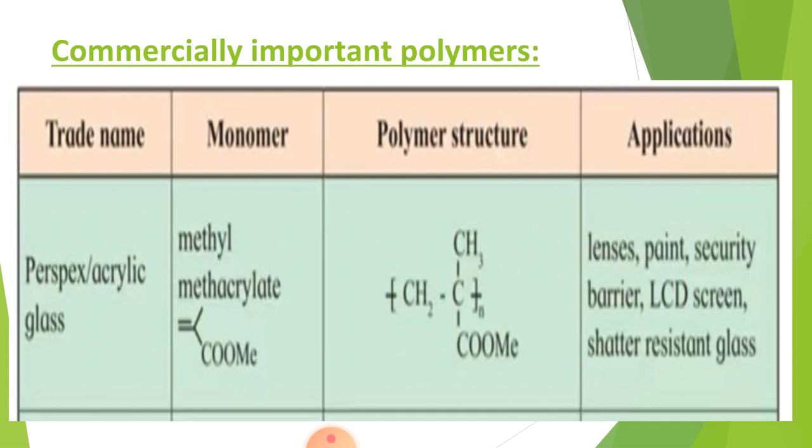So let's start. Your first polymer is Perspex or acrylic glass. What is the name? Perspex or acrylic glass. The monomer which we are using for the preparation of Perspex or acrylic glass is methyl methacrylate. Methyl, that is your CH3, meta, CH2, C, COOMe. So that is your methyl methacrylate.